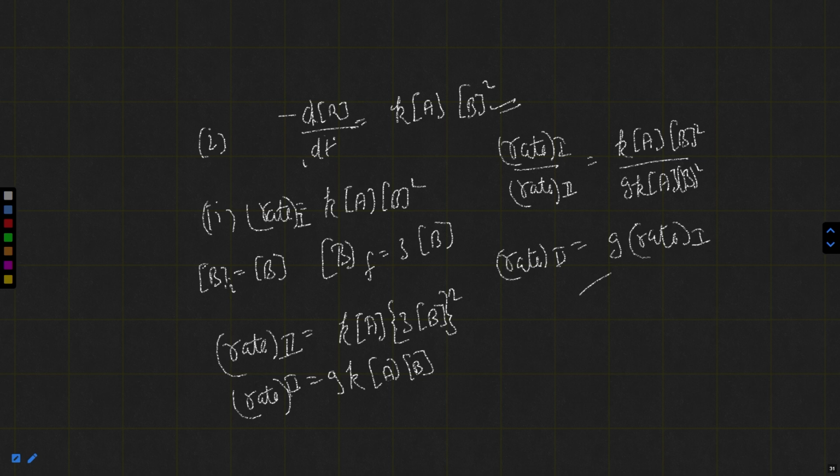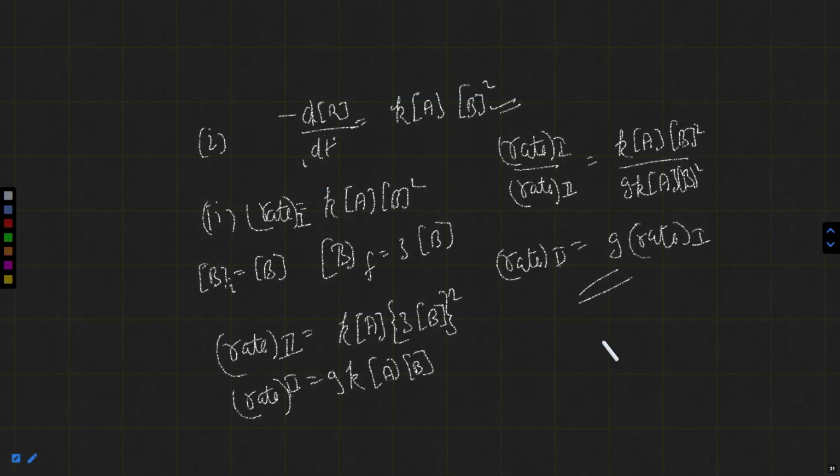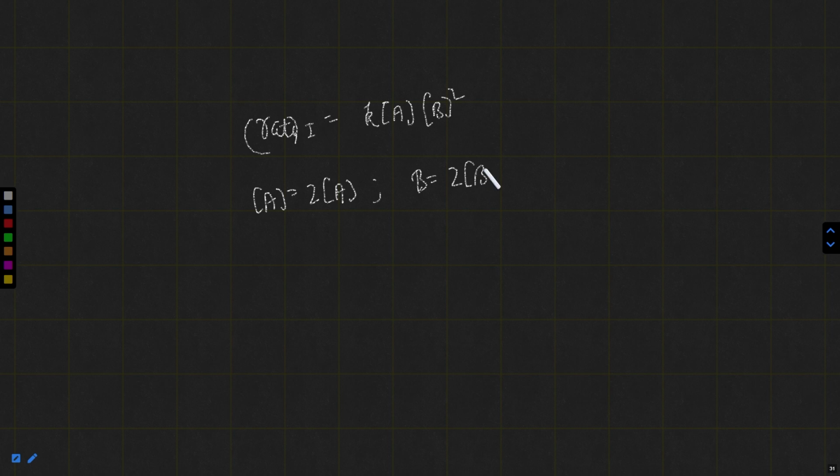Clear? Simple? Okay. Now third question, how is the rate affected if we double the concentration of both? So initially it is K A B square. Now we have doubled the concentration of both. A is 2A and B is also 2B. So rate 2 can be written as how much? K, 2A and 2B square.